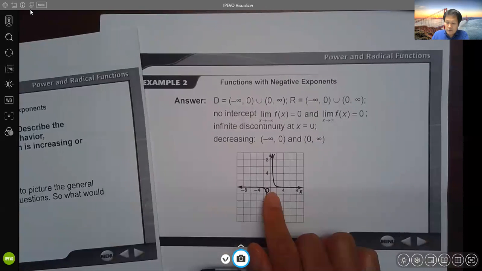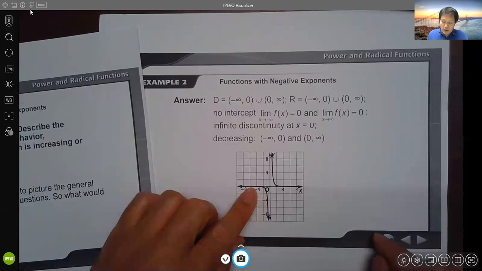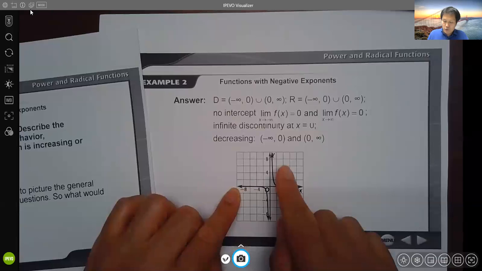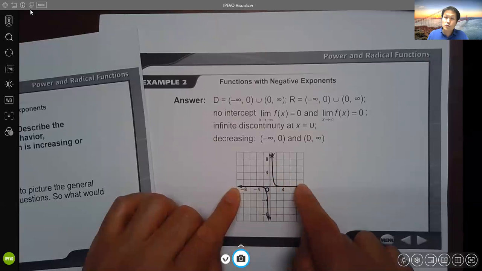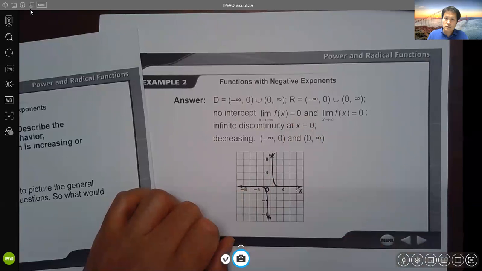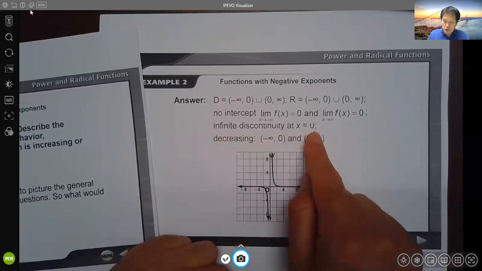Again, no intercept. It doesn't touch the x-axis, it doesn't touch the y-axis, no x-intercept. As you keep going to the left, left, left, it approaches 0. As you keep going to the right, it approaches 0. So left hand is 0, right hand is also 0. Infinite discontinuity at x equal to 0.